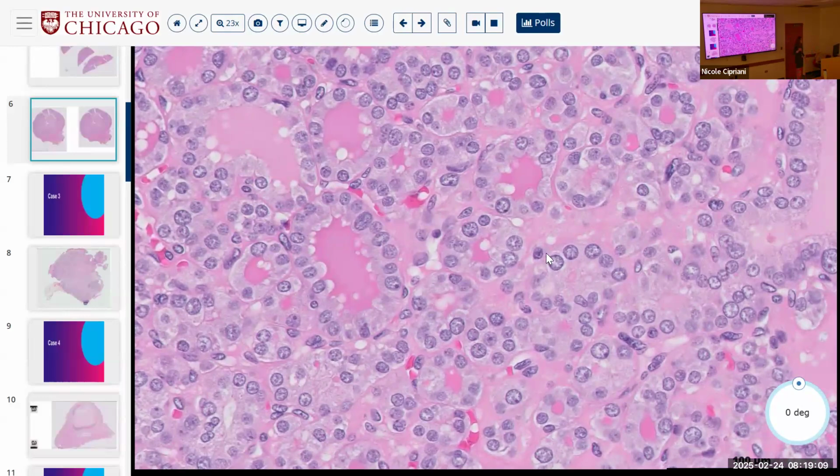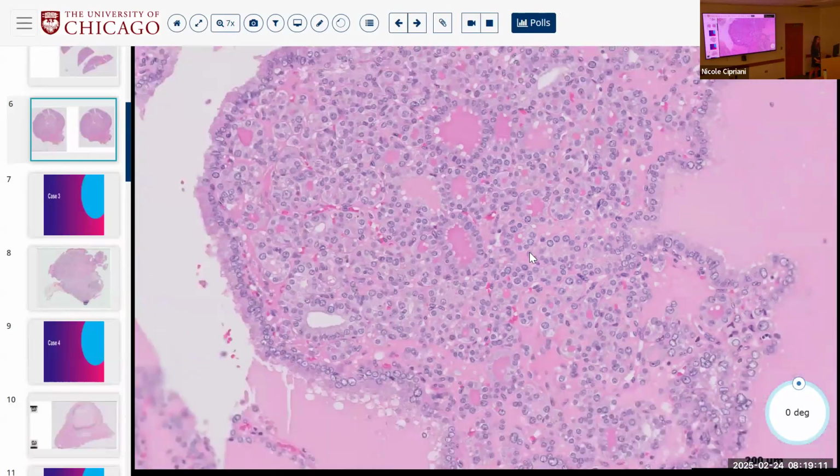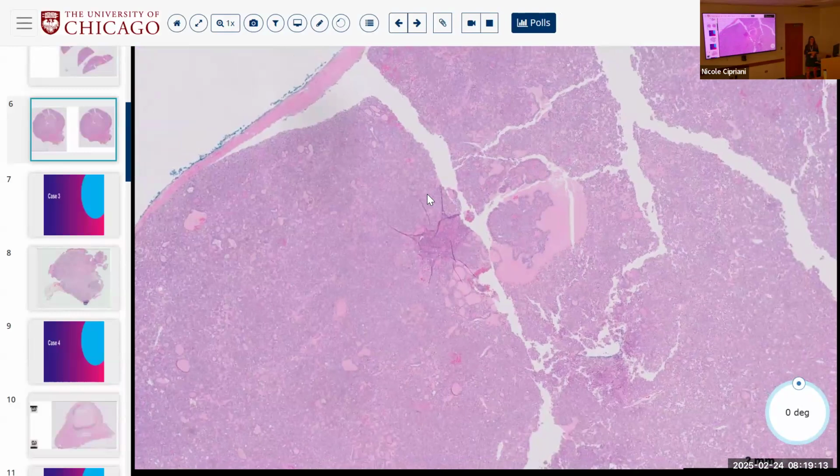So follicular thyroid carcinoma. Once you see follicular thyroid carcinoma, what do you then have to ask yourself? Angioinvasive or not, because that's potentially going to buy the patient completion thyroidectomy with radioactive iodine, whereas capsular invasion only might not. Next question.